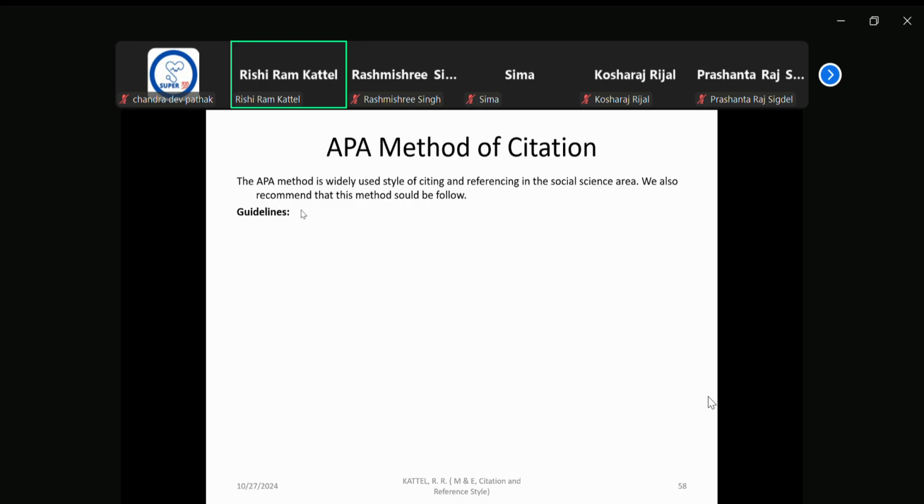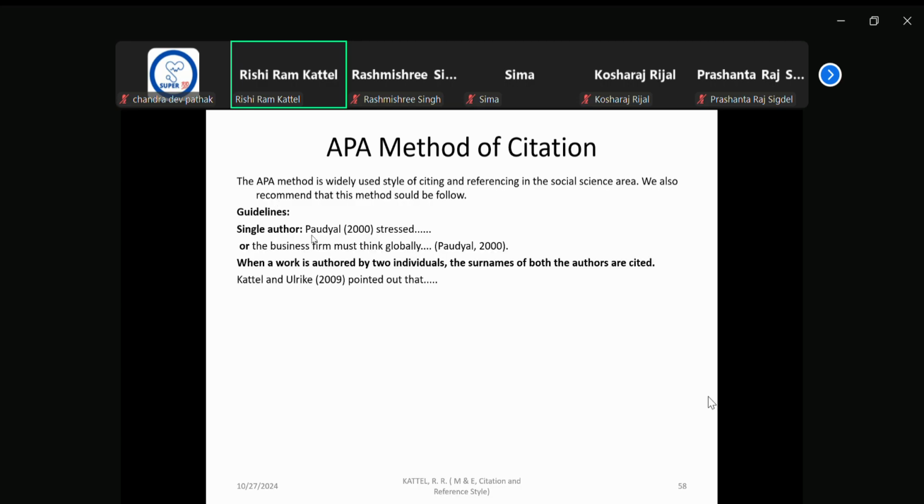You have to check, guys. Single author publication, like Pandey 2000 stressed that business farmers think globally; in parentheses, Pandey, comma, 2000, then the parenthesis closes. When a work is authored by two individuals, the surnames of both authors are cited, like Kattel and Ulrich 2009 pointed out that. But if you put Kattel and Ulrich 2009 at the end of the sentence, in parentheses, then the 'and' is replaced by the ampersand symbol. You have to check this in APA style.